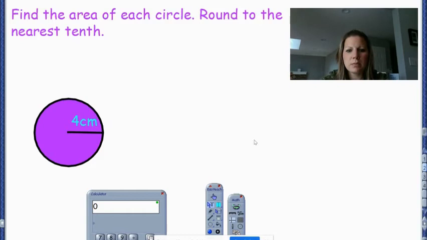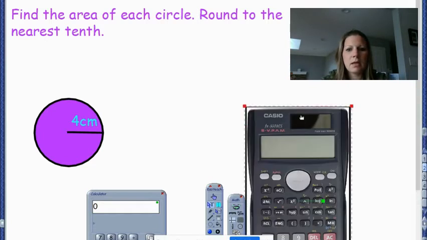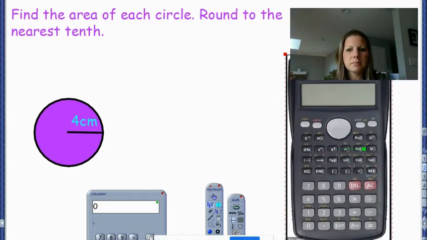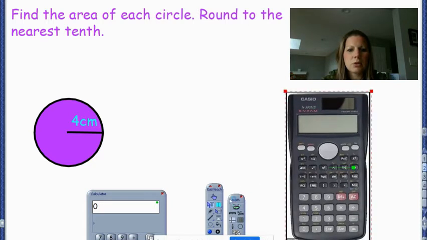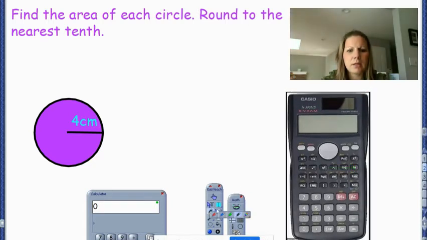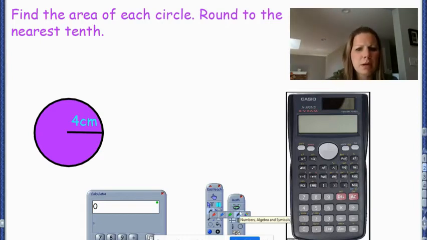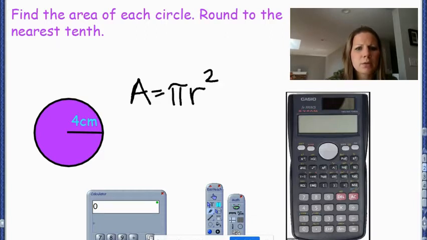So when I look at this problem, it says to find the area and to round to the nearest tenth. So like I was saying the other day, we always start off by writing our formula. A equals pi r squared.